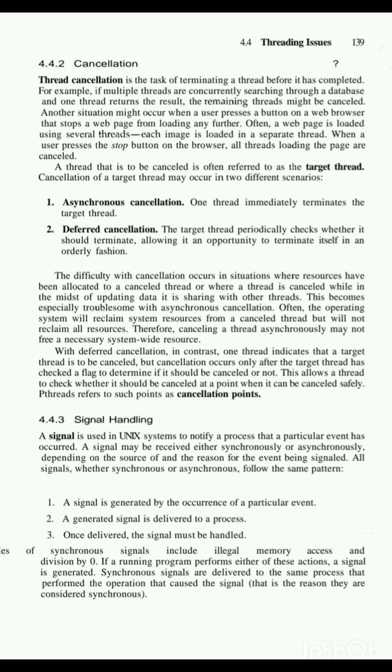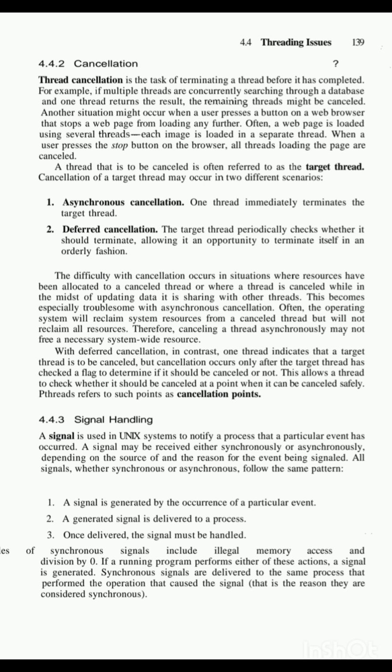Therefore, cancelling a thread asynchronously may not free a necessary system-wide resource. With deferred cancellation, in contrast, one thread indicates that a target thread is to be cancelled, but cancellation occurs only after the target thread has checked a flag to determine whether it should be cancelled or not. This allows a thread to check whether it should be cancelled at a point when it can be cancelled safely. Pthreads refers to such points as cancellation points.